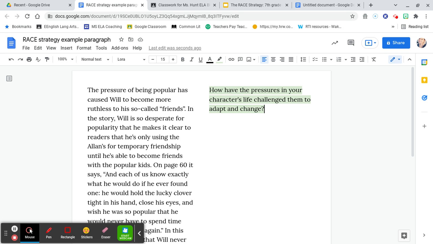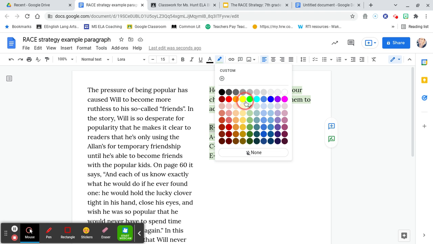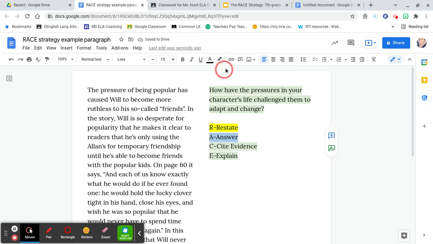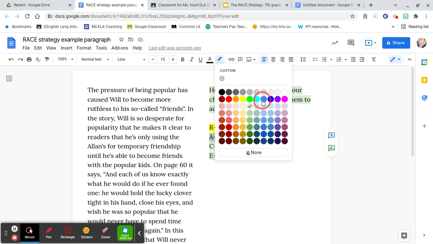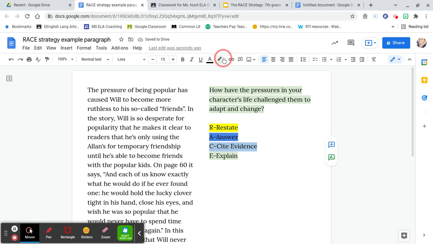As we go through my written response, we're going to notice all the different parts of the RACE strategy so that we can highlight and label those. And we're going to talk about what it means to explain and how we would go about explaining our answer for this particular question. So I'm going to remind us of all the different parts of the strategy. We have restate, answer, cite evidence, and explain, and each one has its own color. As I go through my answer, I'm going to highlight my restate in yellow, my answer in blue, my cited evidence in pink, and my explanation in green.